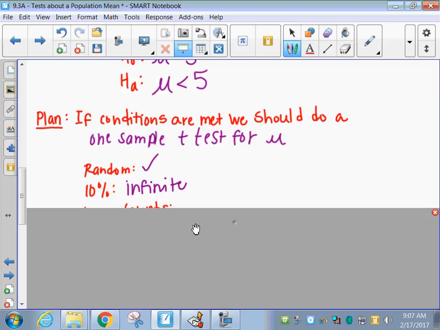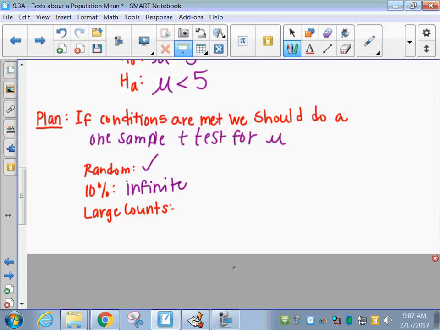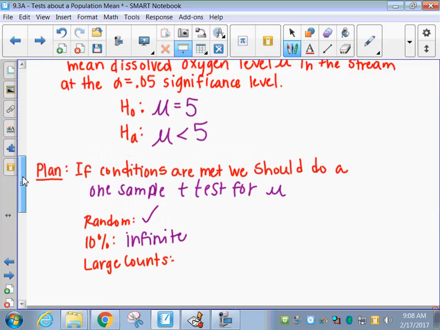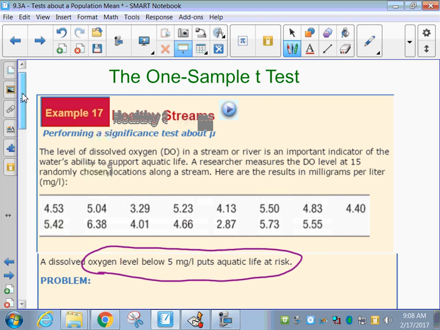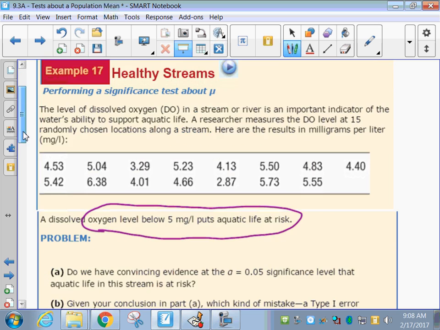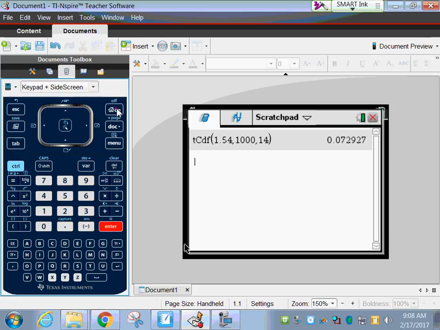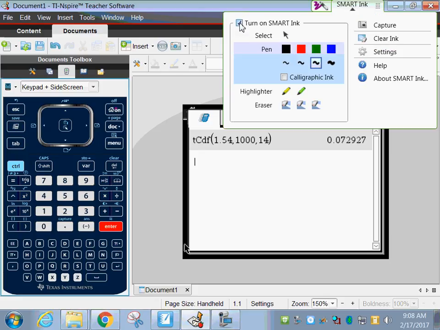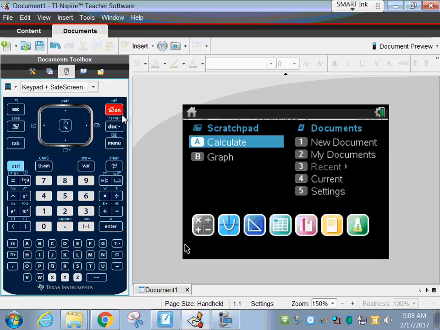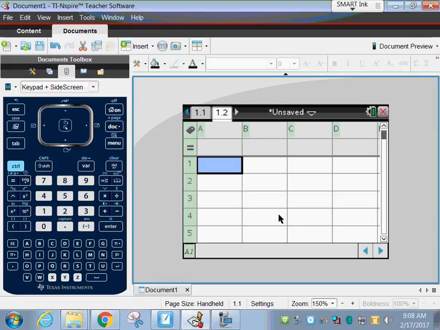All right. And then we have large counts. So our n value, Owen, how many did we check? How many spots did we check? 15. So do we have greater than 30? No. So n is equal to 15, which is not greater than 30, so we have to check the graph. You have to draw a picture of it. So, yeah, you got to check it, unfortunately.